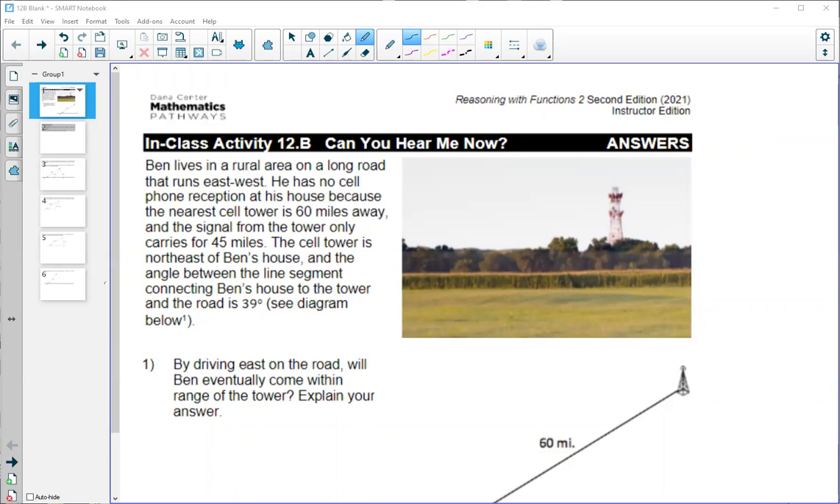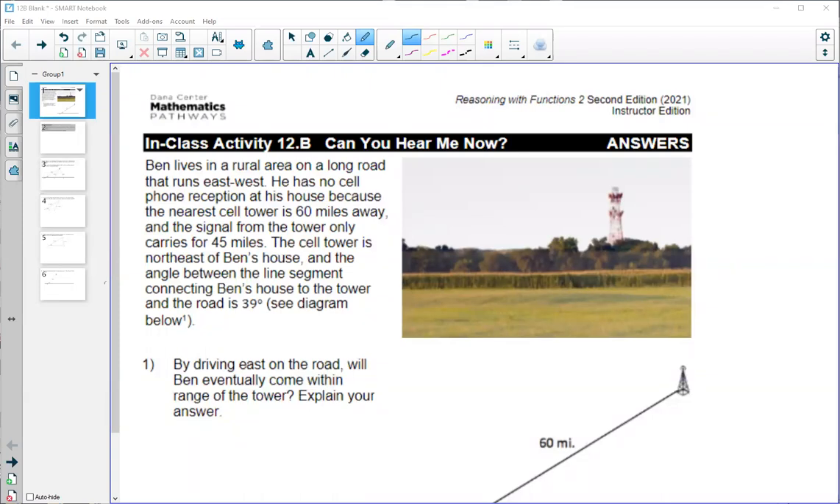In class activity 12B, can you hear me now? Ben lives in a rural area along a road that runs east-west. He has no cell phone reception at his house because the nearest cell phone tower is 60 miles away, and the signal from the tower only carries for 45 miles. The cell tower is northeast of Ben's house, and the angle between the line segment connecting Ben's house to the tower and the road is 39 degrees.